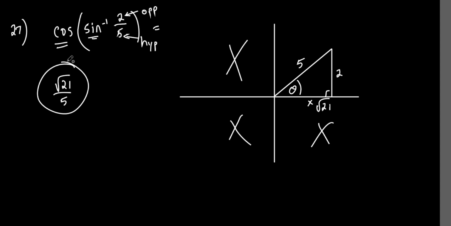Does that make sense? All right, so we use the sine to figure out which side is 2 and which side is 5. Find the missing one. Why did we have to find the missing one? Because we got to take the cosine of it. We got to do adjacent over hypotenuse. So we do the Pythagorean theorem to find that, and then you're good to go.